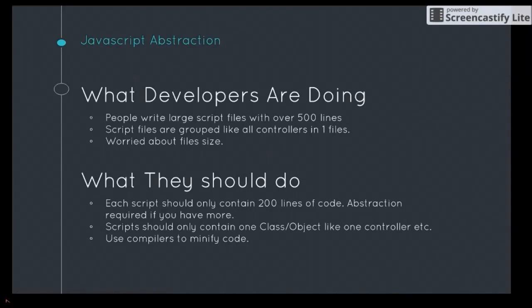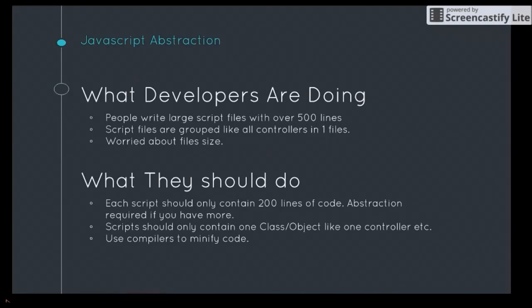So what should they be doing? In terms of large script files, each script should only contain 200 lines of code. Abstraction is required if you have more. If your script is becoming cumbersome and bigger than 200 lines, you should think, hang on a minute, maybe I need to break this up. It's good for readability, very good for your architecture, and easier to maintain. Clearly if you've got more than 200 lines of code, something else is happening. That's not a service anymore. You're adding things that maybe should be in a controller. You need to look at your code.